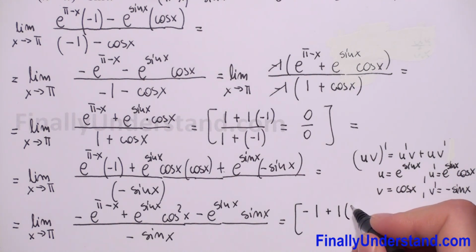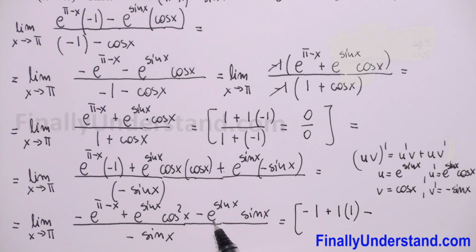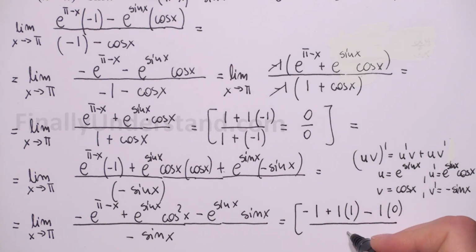1 is, I can write this, times 1, minus, and we have e to power sine of pi is 0, e to power 0 is 1, sine of pi is 0, over sine of pi is 0. So we have 0 in denominator. Negative 1 plus 1 is 0. Minus 0 is still 0. So we have 0 over 0. Again, we got indeterminate form.